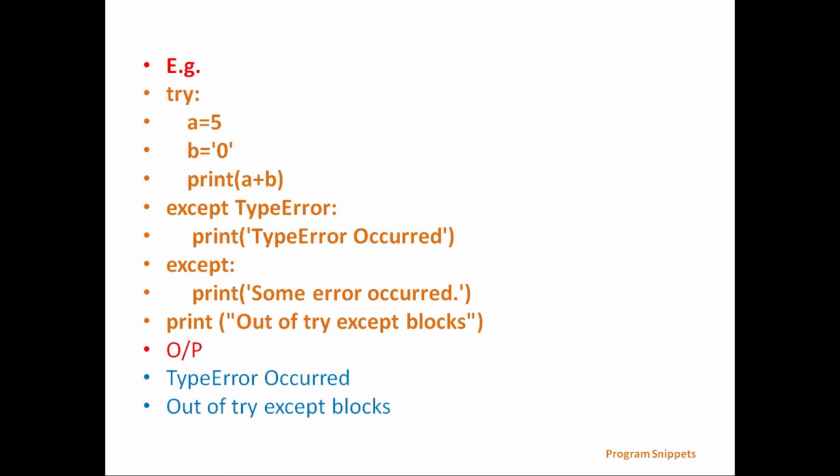When we execute this code, it gives the output "type error occurred" and "out of try except block", since a is of integer type and b is of string type, so it gives a type error.